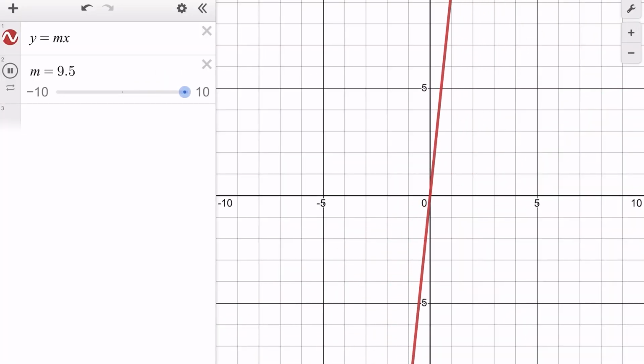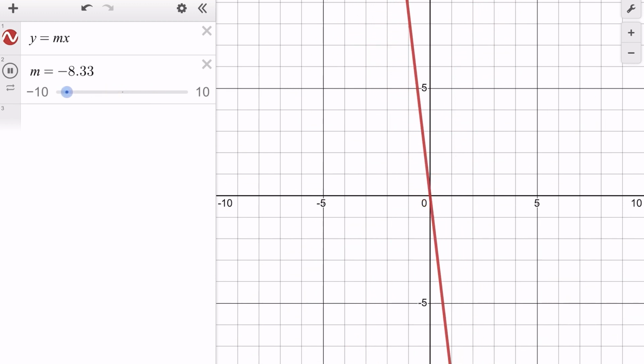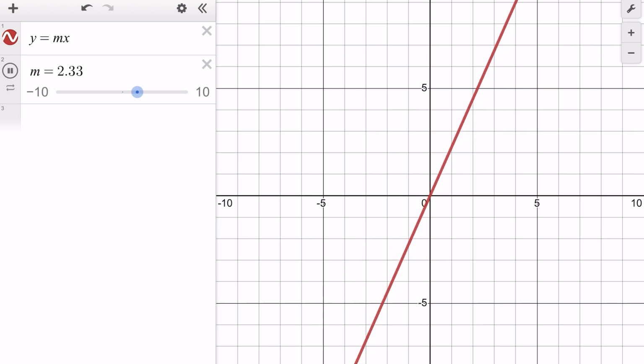Here, the line y equals mx is plotted in Desmos, and m represents the slope. Notice how changing the slope changes the steepness of the line.